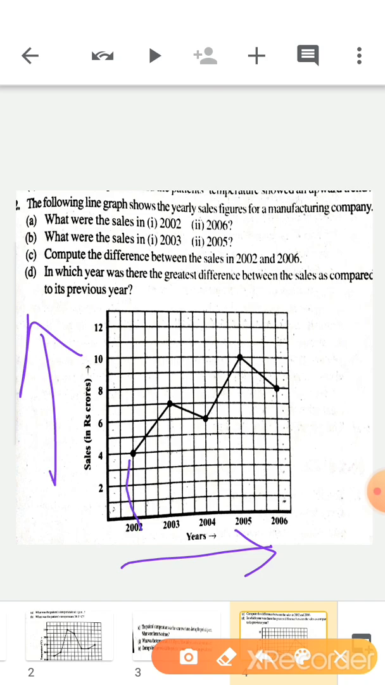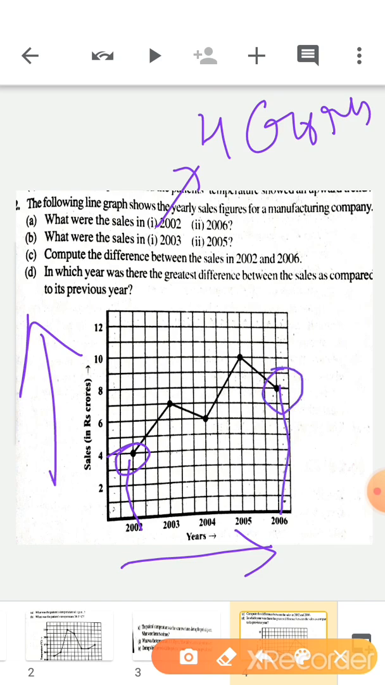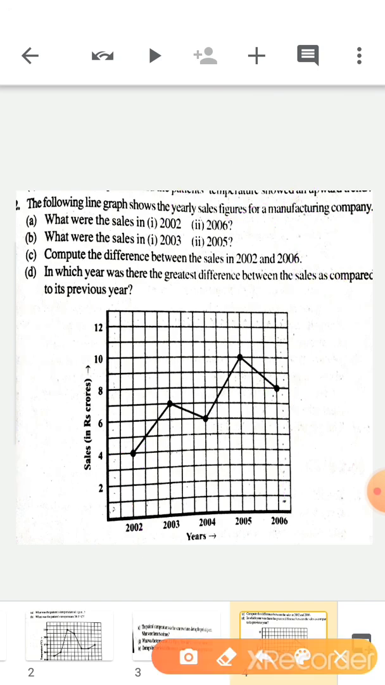2002, if we notice, 4 crore sales is there. In 2002, how much sale is there? 4 crores. Okay, in 2006, how much sale is there? This is 8 crores. In 2006, 8 crore sale is there. So what we need to do, we need to observe the graph and we need to give the answers. Okay, let's see the B part now.